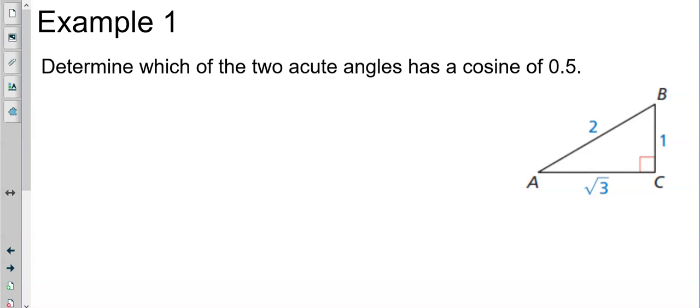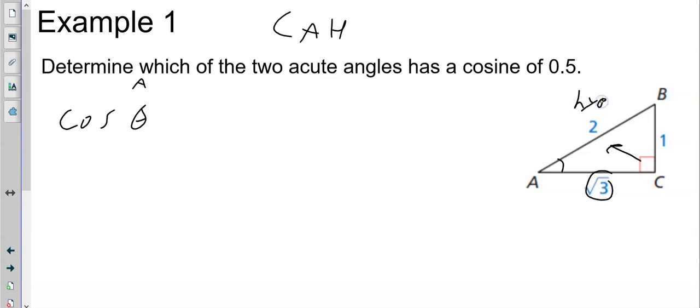All right, determine which of the 2 acute angles has a cosine of 0.5. Okay, so remember cosine is adjacent over hypotenuse. So we're going to go from A first. So the cosine of theta, and I'll put an A up here to remind ourselves we're doing A, is adjacent over the hypotenuse. We always want to know where the hypotenuse is. So the square root of 3 over 2.